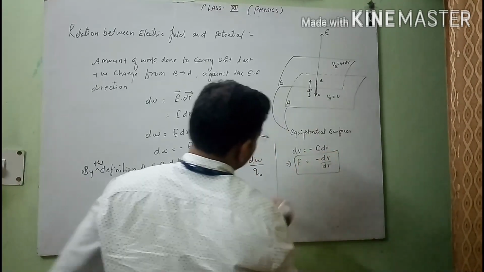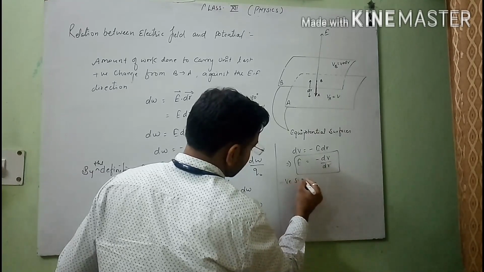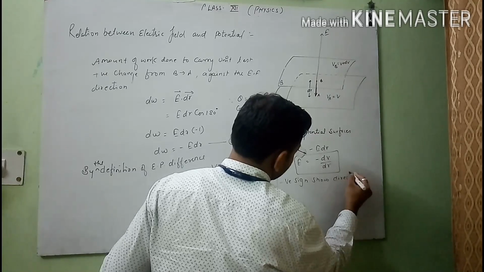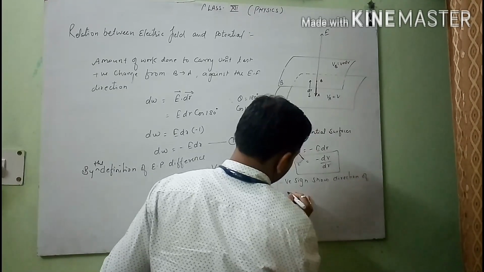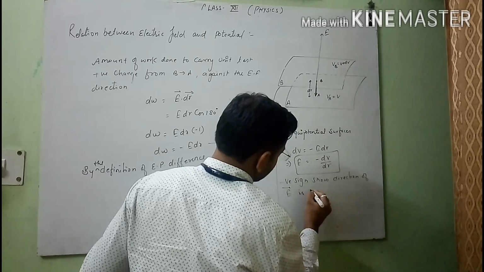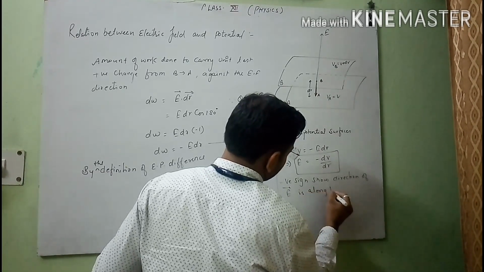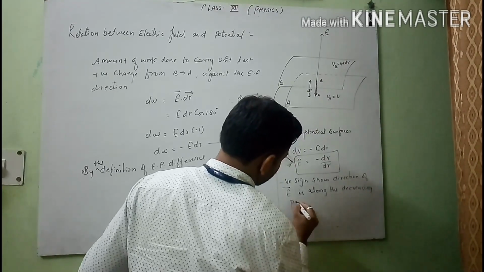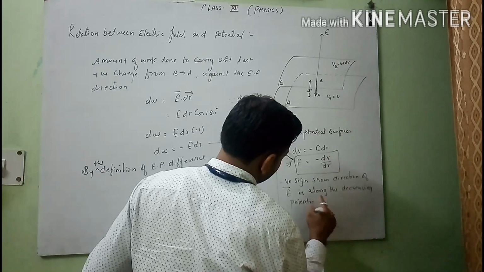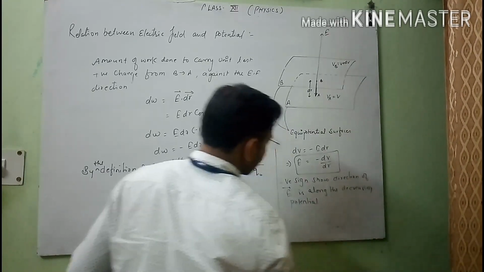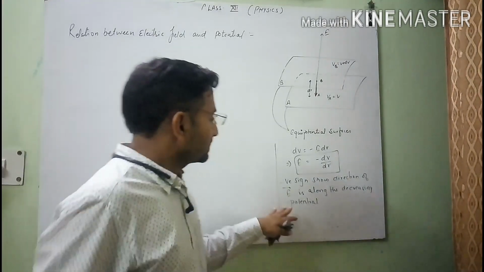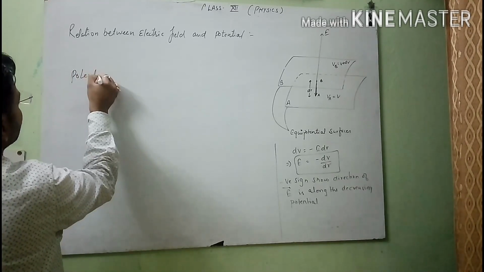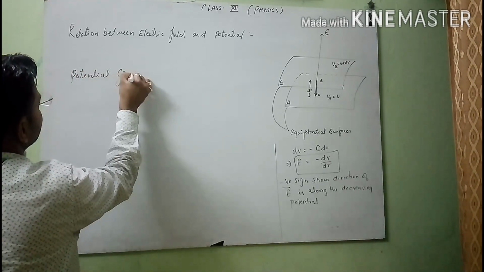Here the negative sign shows the direction of the electric field E: the direction of the electric field E is along the decreasing potential. Clear? Now after this I will write the next definition, which is important for you, the potential gradient.